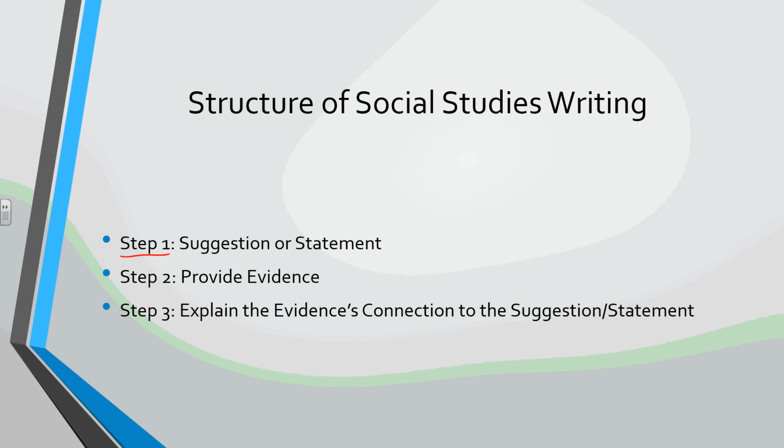So as you can see, we go through these 3 steps, and we'll continue to go through these 3 steps. So step 1, you should make a suggestion or statement. Step 2, you provide evidence, sometimes in the form of a quote. And step 3, you explain the evidence's connection to the suggestion or statement.